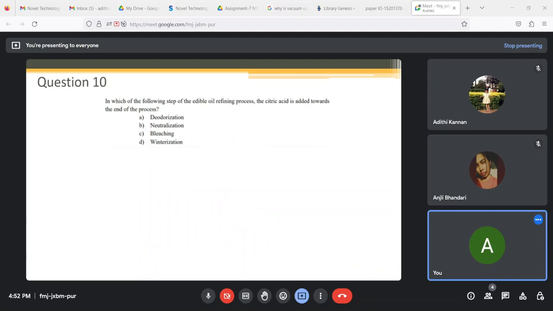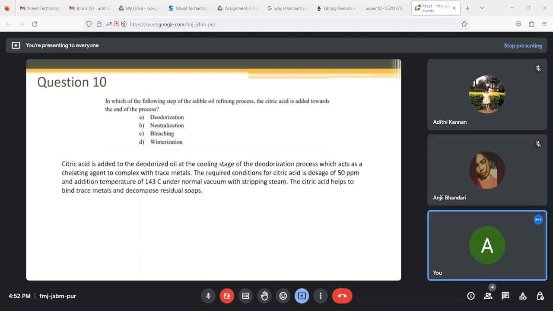So question 10. In which of the following steps of the edible oil refining process is the citric acid added towards the end of the process? So you have 4 processes. The principle behind these 4 processes was already discussed in the previous slide. So the citric acid is added to the deodorized oil at the cooling stage of the deodorization process, which acts as a chelating agent to complex with trace metals.